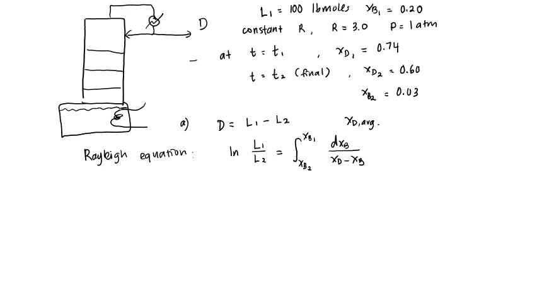Okay, and the average composition of distillate, XD average, you can calculate using the material balance equation. L1 XB1 at the beginning of the distillation process equals L2 XB2 at the end of the distillation process plus what would have been collected in the distillate, L1 minus L2 times XD average. So if you can find L2, you can find XD average.